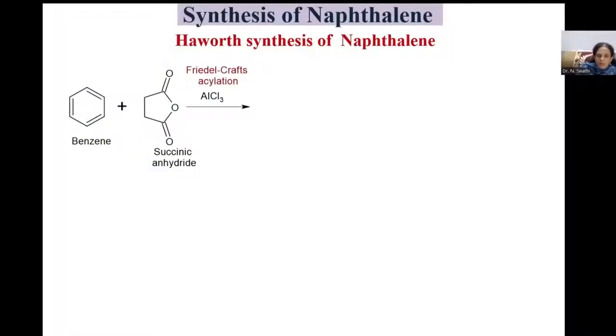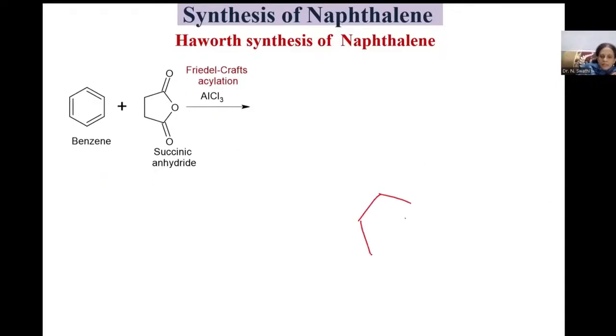Haworth synthesis is one of the named reactions by which we can prepare these polynuclear aromatic hydrocarbons. So not only naphthalene, even anthracene and phenanthrene can also be prepared by Haworth synthesis. Only the starting molecules will vary, but the type of reaction sequence will be the same in all types of Haworth synthesis, whether it is synthesis of naphthalene, anthracene or phenanthrene. Now let us discuss Haworth synthesis of naphthalene in this particular video.